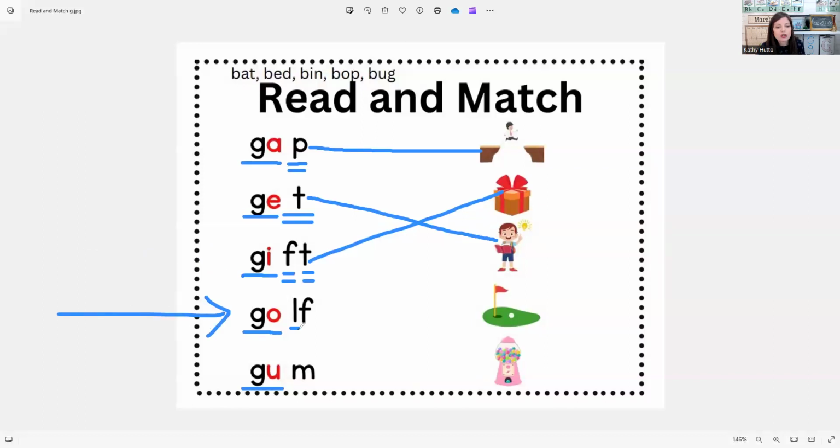Let's do the next one. It also has 2 letters at the end. G, a, ga, golf. Golf, golf. Draw a line straight across. Golf.